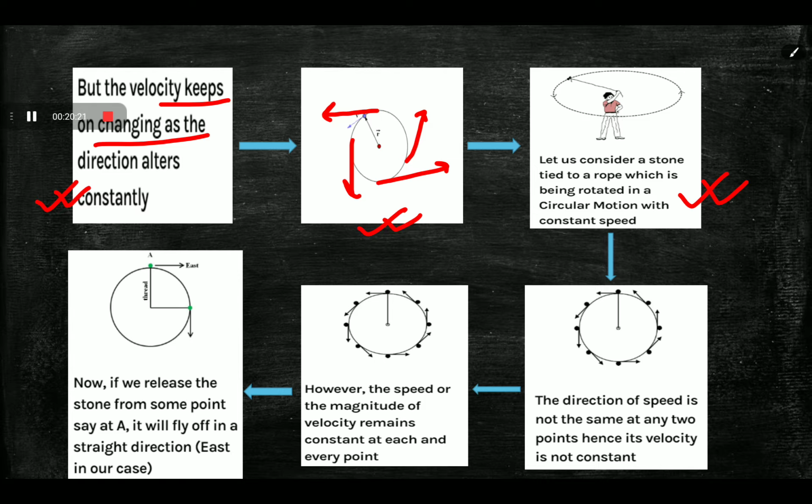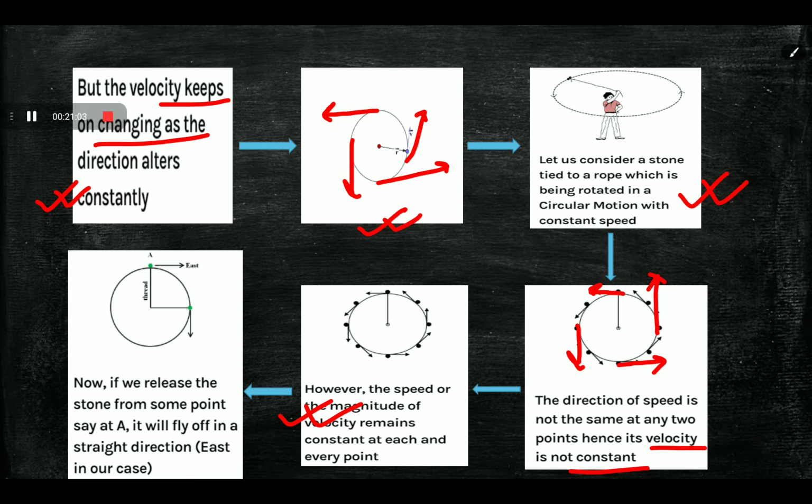Now, the direction of the speed is not the same at any two points, hence its velocity is not constant, and you will see that at any point the direction of the object is not the same. If the direction is not the same, that means its velocity is not a constant velocity. However, the speed, or the magnitude of the velocity, remains constant at each and every point.